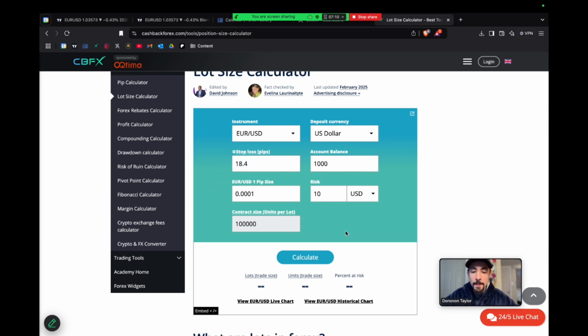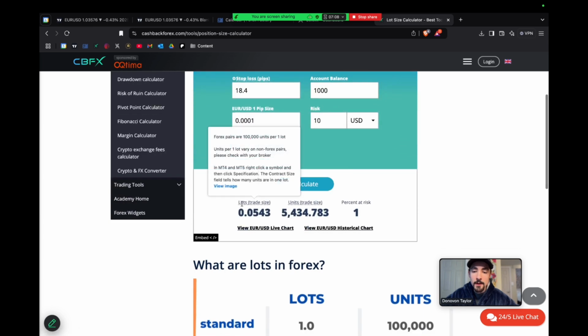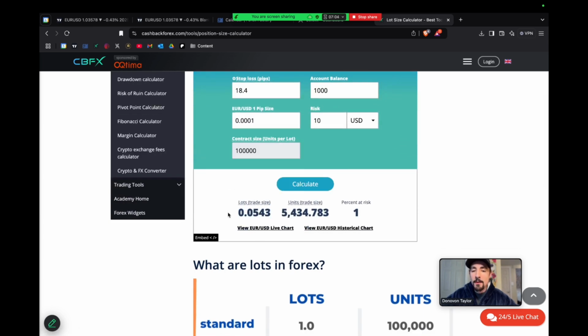So for this, stop loss in pips is 18.4. If I click calculate, it's going to give me the exact lot size for my position. Don't worry about this units trade size thing. This is not important. You can see the risk at percentage. If I change this to a percentage, right, and we do 1% just to show you guys, it'll show you money at risk and confirm the money at risk here too. But that's the lot size for this particular trade. Now I'm going to go ahead and execute that position with the lot size that I've calculated for myself.